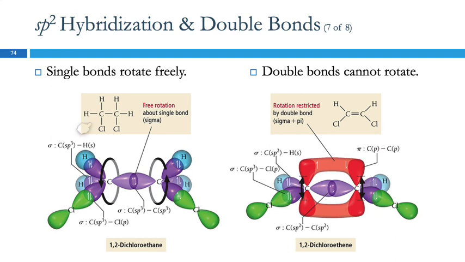If we have these two similar molecules, right? They're both carbon, hydrogen, and chlorine. But this one has a single bond between the carbons, and this one has a double bond between the carbons. This sigma bond is able to rotate.